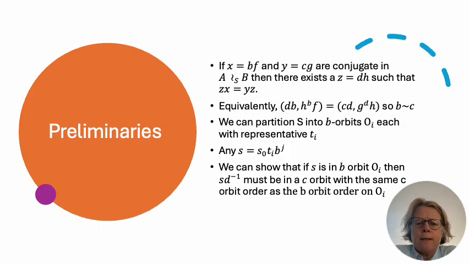From our assumptions, we can see relatively easily that you can partition the set S into the B orbits for any element b, and for each of those orbits you can take a representative element t_i, which means that any element of S can be expressed as s0 t_i b^j, where j is some integer. If we think of the b orbit order as being the order of b on that orbit, then we can show that if s is in a b orbit O_i, then s d inverse must be in a c orbit which has the same c orbit order as the b orbit order on O_i.